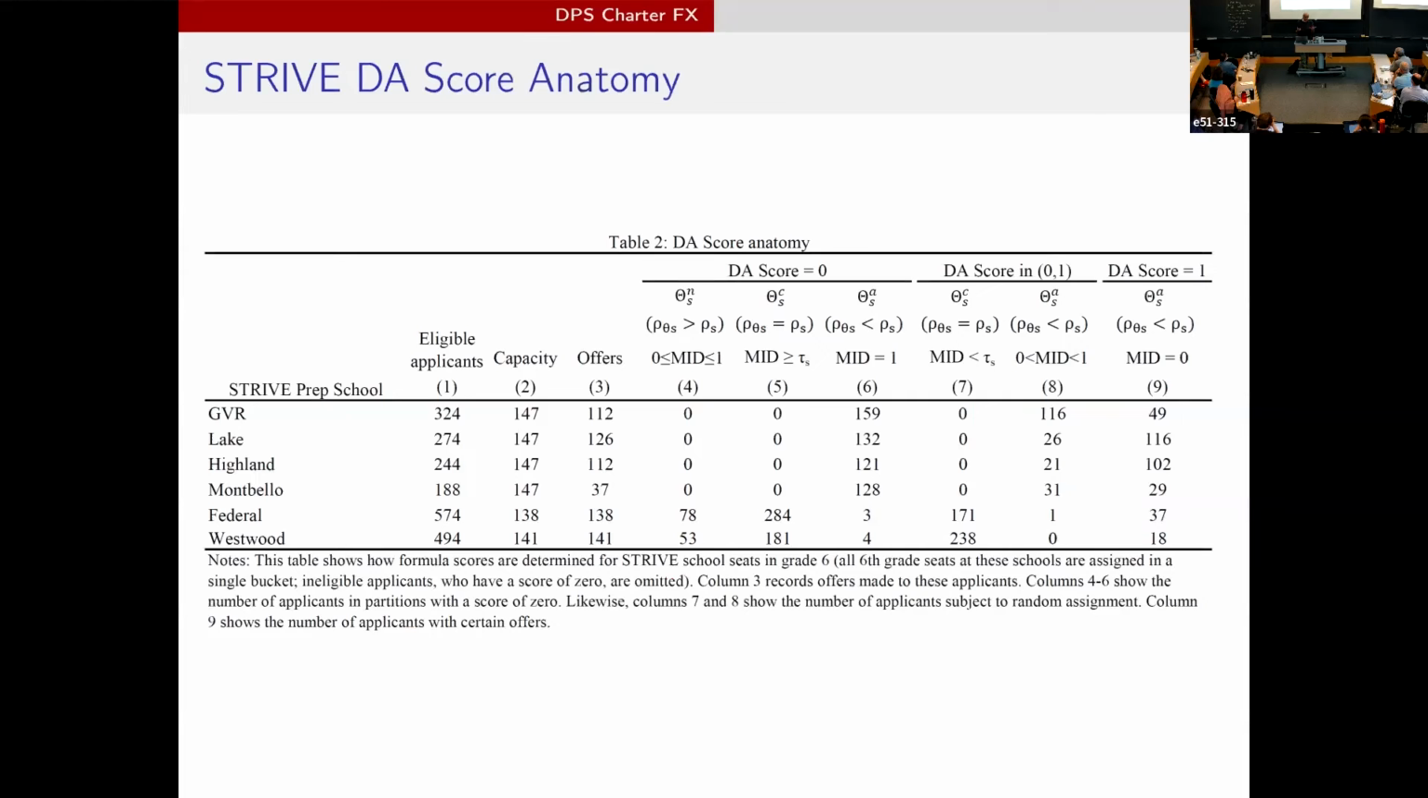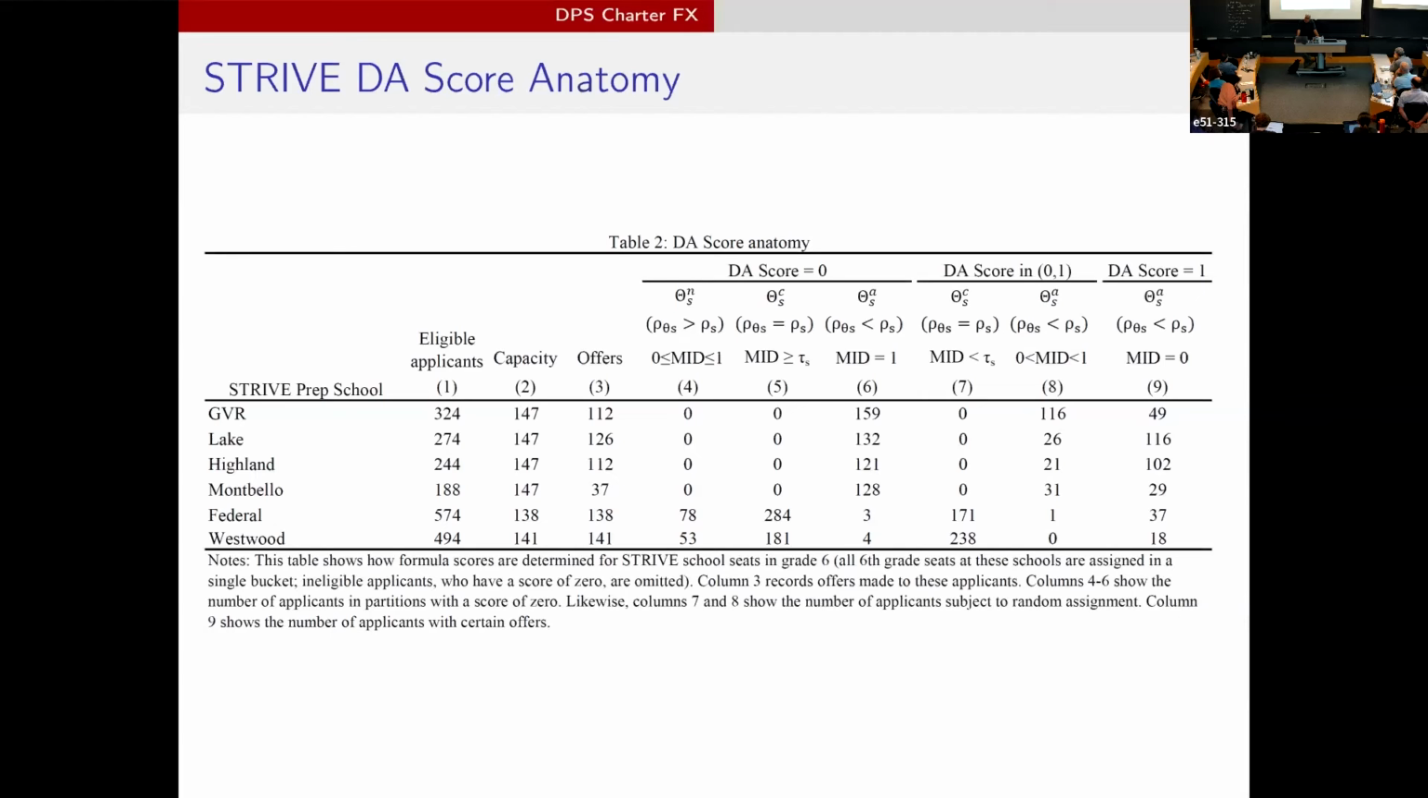Okay, so I said one thing we can learn is where is the random assignment coming from? I've taken the propensity score for Strive charter school. This is a pretty well-known charter school in Denver. They have 6 different campuses. The GVR is Green Valley Ranch, all the way down to Westwood. And what I've done is I've taken every applicant here. So at Strive Green Valley Ranch, there's 324 eligible applicants. The capacity is 147. And the number of offers at the school is 112.